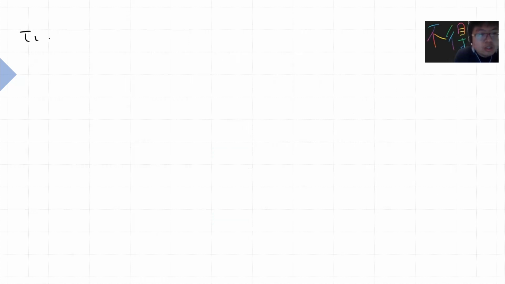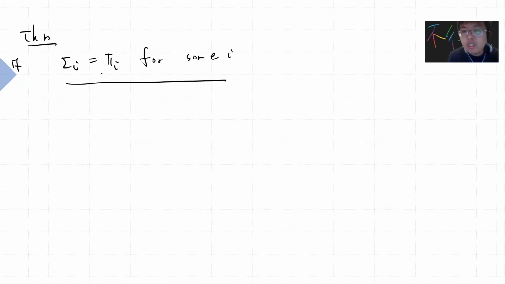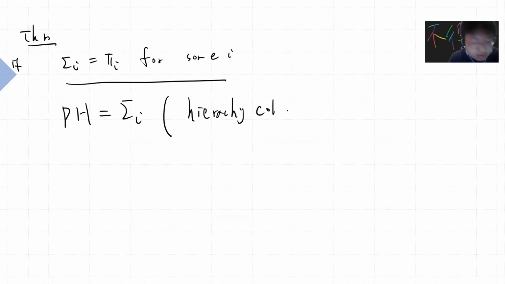Another important theorem is that if sigma i is the same as pi i for some i, then the polynomial hierarchy collapses. For example, if NP is equal to coNP, then the polynomial hierarchy collapses, so the PH is exactly the same as sigma i. This terminology is important: the hierarchy collapses to the i-th level.